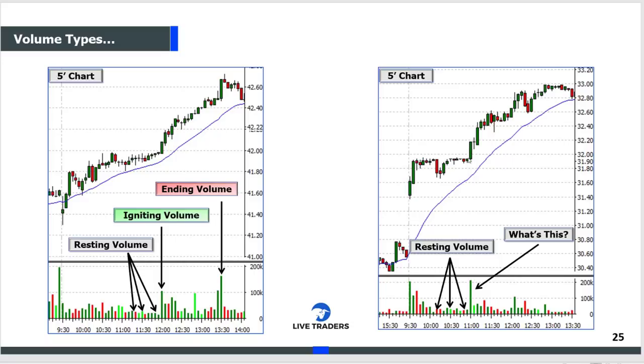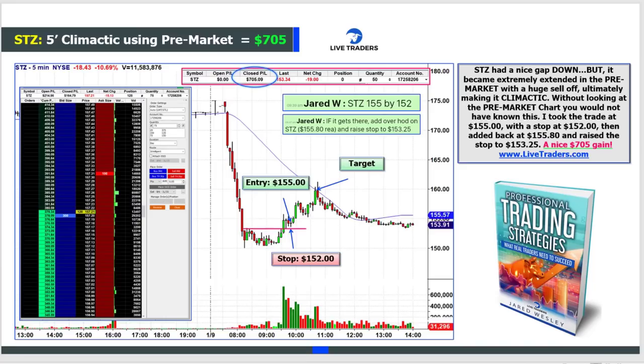200,000 shares, that means somebody out there that's big, a big boy wants this. You want to just ride their coattails, okay? You're never going to get in front of them. You want to ride their coattails, okay? Same deal here, guys, all right? Same deal here.